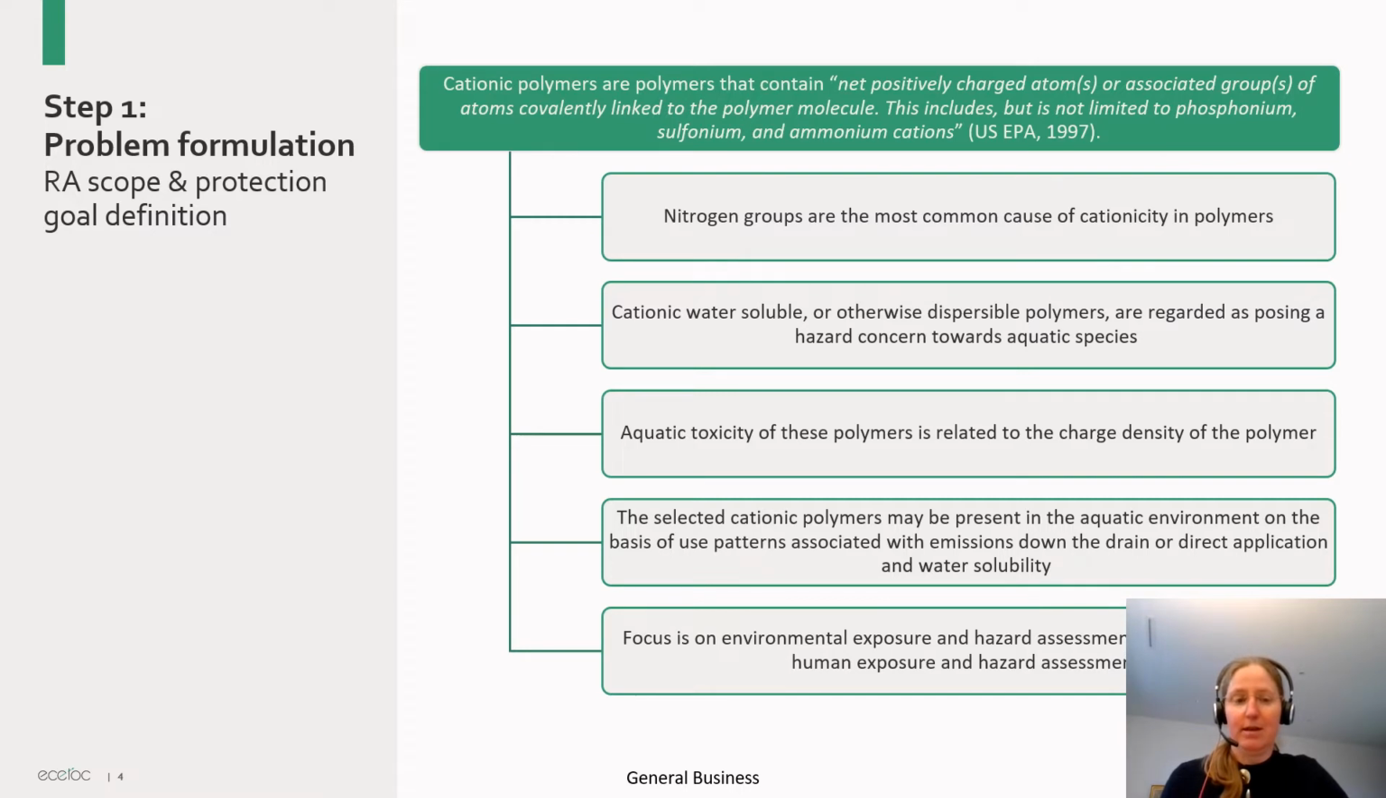aquatic toxicity. Among cationic polymers, the case study focused on polyquaternium 6, or PQ6, and polyquaternium 10, also named PQ10. On the basis of their intended use in personal care products and as flocculants in wastewater treatment plants, the polymers may be present in the aquatic environment. While the environment is the prime focus of the study, the review was performed for both human health and environment.